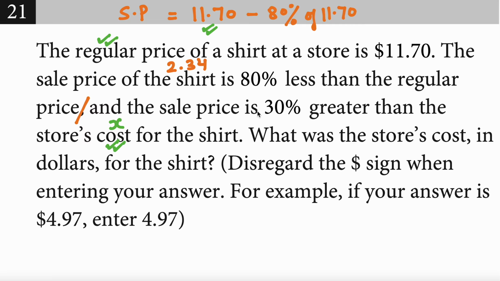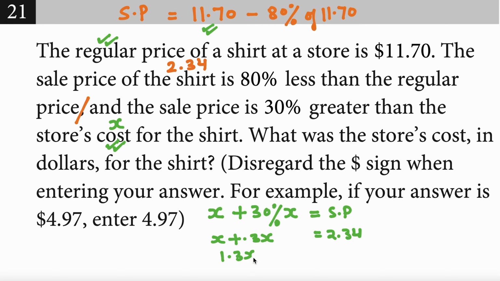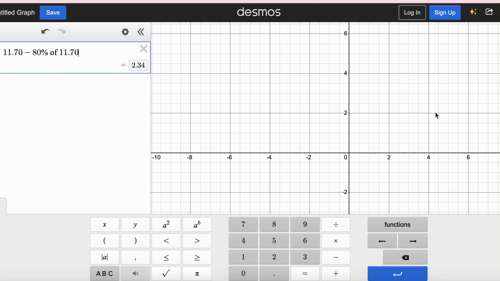Because the sale price is 30% greater than this, whatever is the cost, if you add 30% of that cost to it, that will be your sale price, which is 2.34, as we have just calculated. So X plus 30% of X is this. So 1.3X is equal to 2.34. Again, you cannot give this input into the calculator directly. You have to reach till here. So 2.34 divided by 1.3. Okay. Press enter.